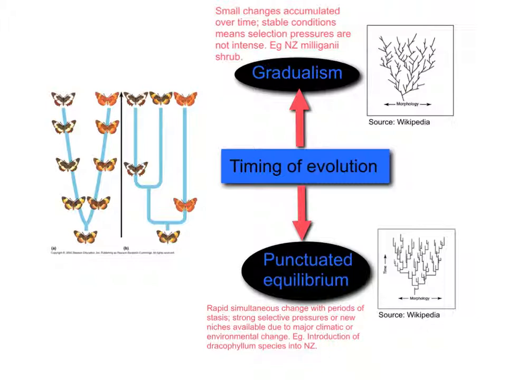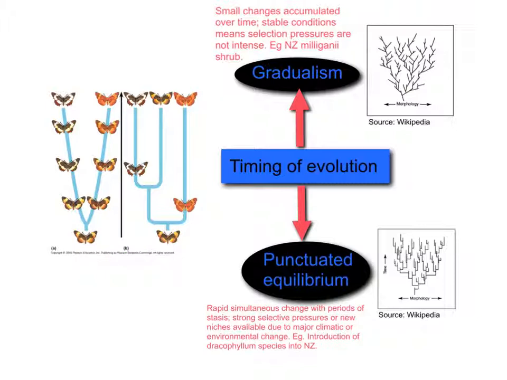Another New Zealand example of punctuated equilibrium was the introduction of the Dracophyllum species, which is also another plant, into New Zealand. And because this plant did not exist in New Zealand previously, there was a huge number of new niches that became available to it. And so there was a large period of rapid change and new subspecies forming, and then following that there was a longer period of stasis or relative stability.